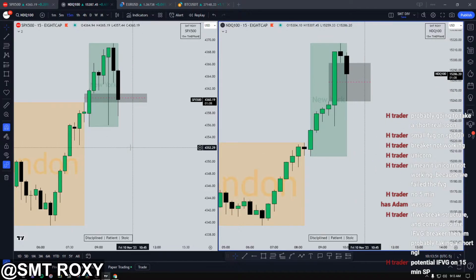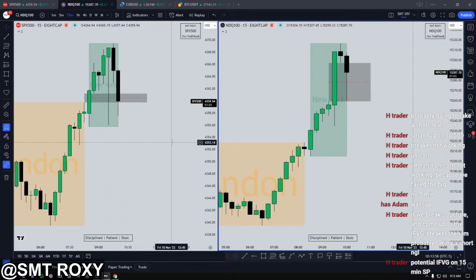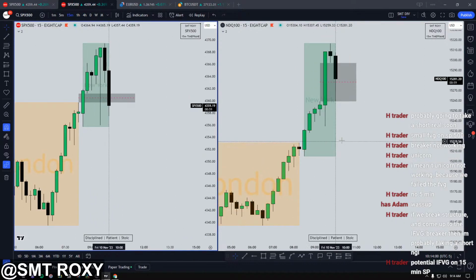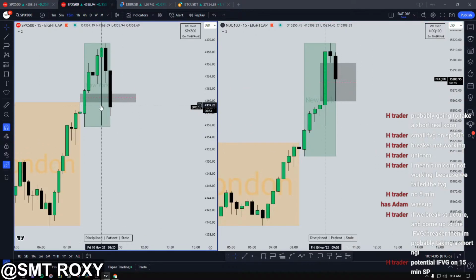Maybe if ES is really strong to the downside, then I can see this one lagging and then catching up. That's probably the only scenario, two scenarios I can see. If we don't close right here for this one, below here, this one becomes inverse. I think that's a really good indication.